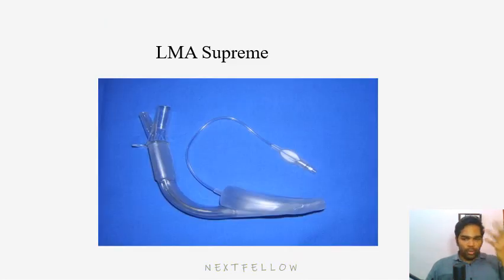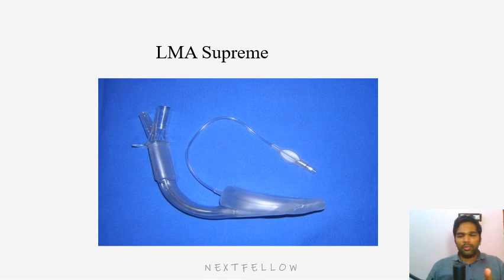Now coming on to newer versions, LMA Supreme. You just see there are two ports. So it is a second generation device. One is for gastric decompression, one is for the trachea, and it has a much bigger cuff. So it gives a much better seal. It is almost equivalent to ProSeal. That is what they claim. This is LMA Supreme. You just remember this picture.